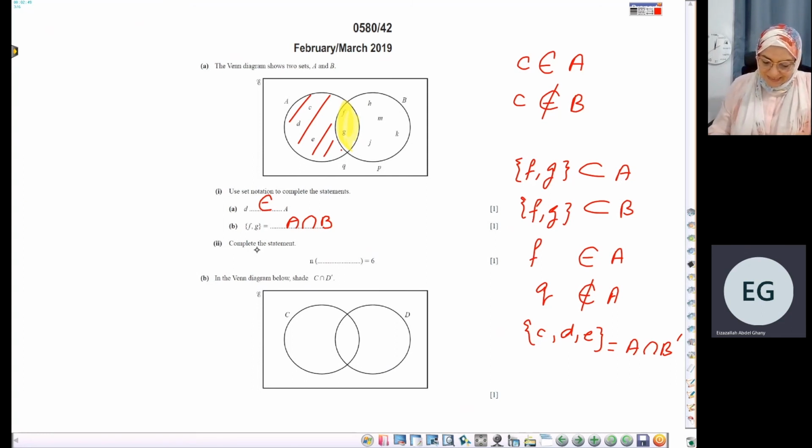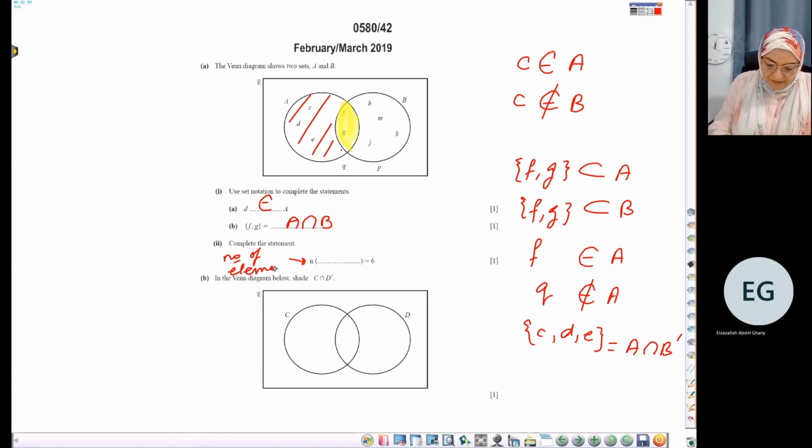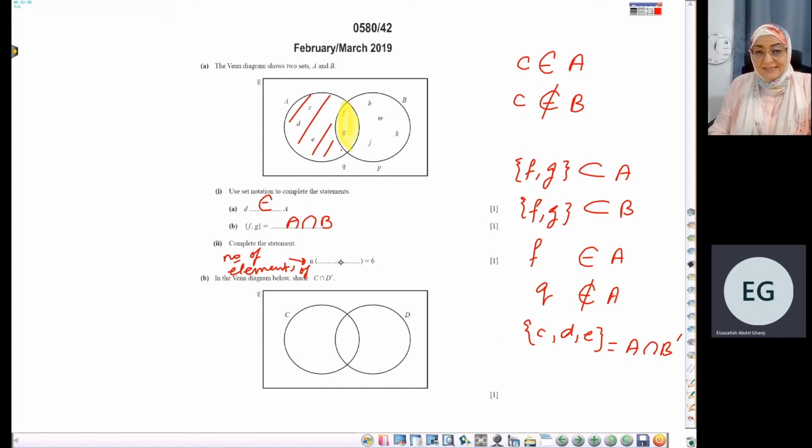Another question. Complete the statement. N. What's this N? This N means number of elements of a set. You remember last question? It is the same. It's related. Now, number of elements of B is 6. Number of elements of A is 5. Let's check. 1, 2, 3, 4, 5. When you move on the borders of A, you count all elements inside it, it's 5. But set B, when you move on the borders, count 1, 2, 3, 4, 5, and 6. So the answer here is the letter B, capital B.